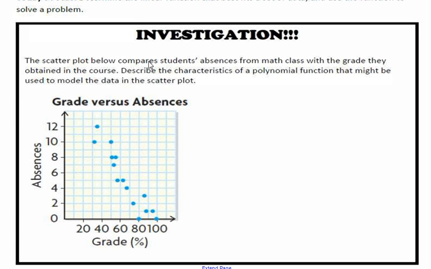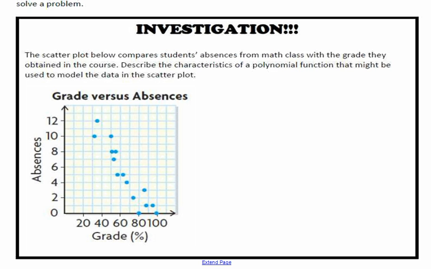The scatter plot below compares students' absences from math class with the grade they obtain in the course. Describe the characteristics of a polynomial function that might be used to model this. So, what does this look like? A quadratic, a cubic, or a linear? Linear. Why does it look linear? Yeah, it's decreasing, and it looks like it's decreasing at a constant rate.